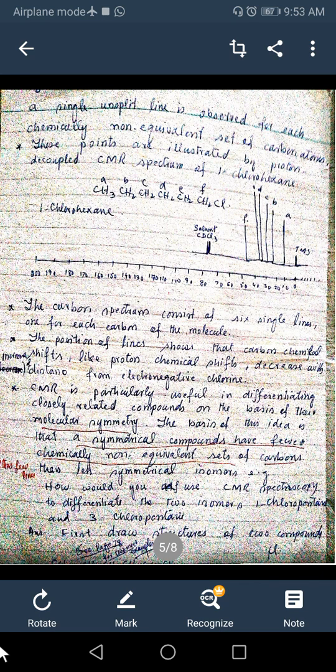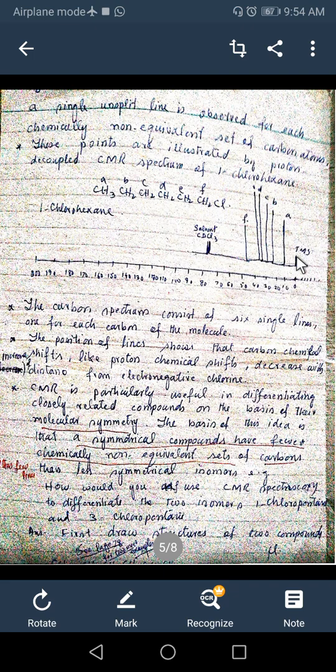Now these points are illustrated by this example. Here, 1-chlorohexane, and we are supposing that all the carbons are C13, and if it is proton decoupled, then one peak of TMS will be obtained.